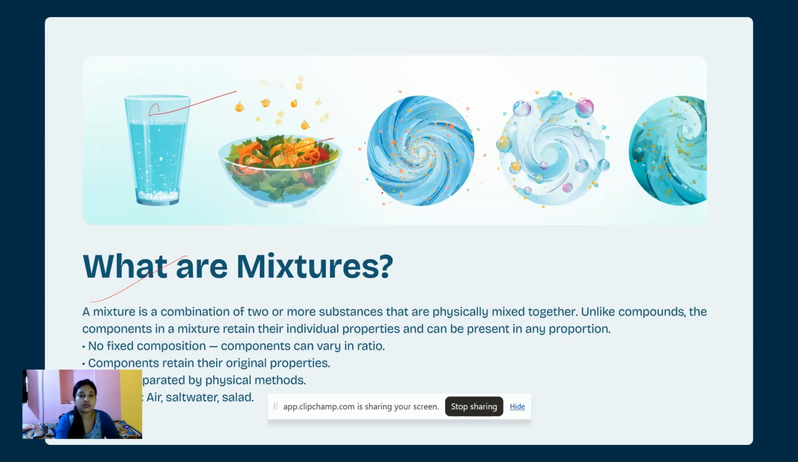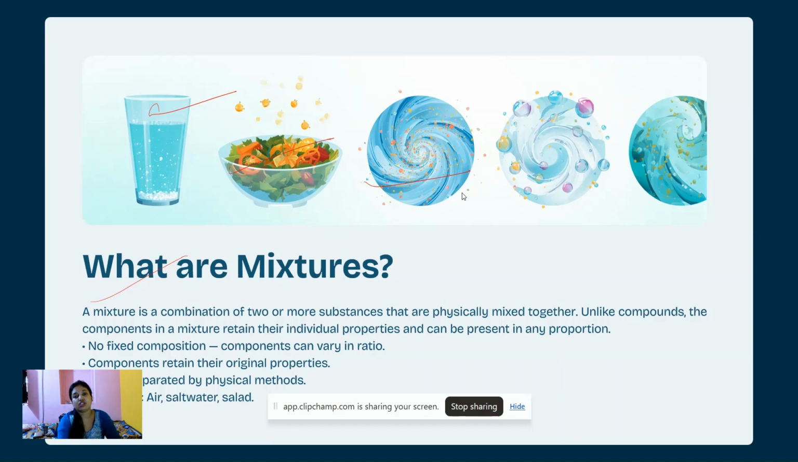Characteristics of compounds: fixed composition, chemical composition, different properties, chemical bonds. That is what fixed composition means. Compounds always have a fixed ratio of elements by mass. For example, water always contains hydrogen and oxygen in a 1:8 ratio by mass.